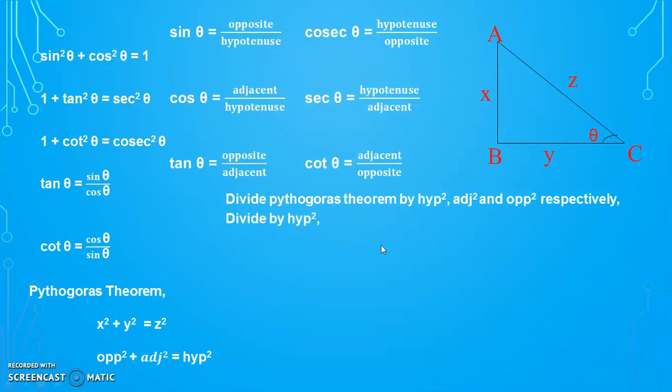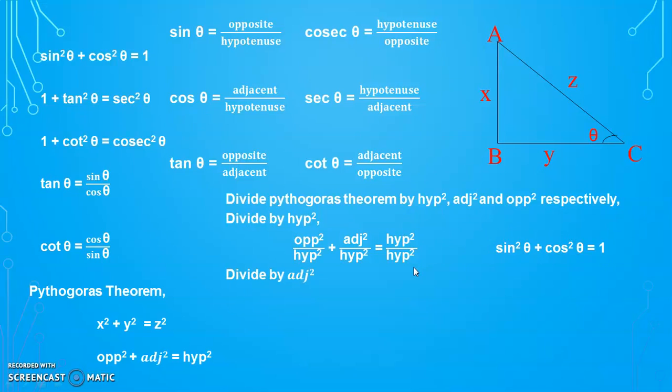First we will divide the Pythagoras theorem by hypotenuse square. We will get opposite square by hypotenuse square plus adjacent square by hypotenuse square is equal to hypotenuse square by hypotenuse square, which results in 1. Opposite by hypotenuse is sin theta from the trigonometric ratios. So sin square theta plus cos square theta is equal to 1.